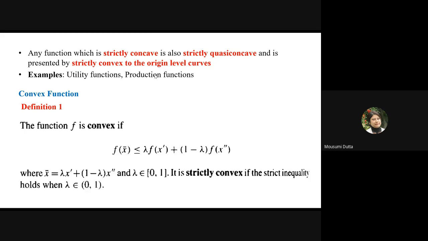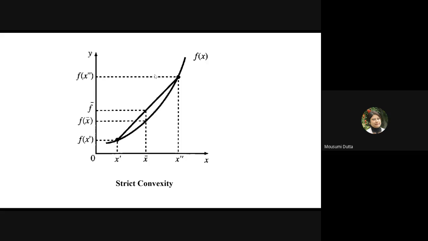Next, you have to check the definitions of the convex function too. The reverse thing will happen. So for the convex function, the reverse thing will happen. The f bar, that is the weighted mean, will be greater than that of f of x bar. Okay.